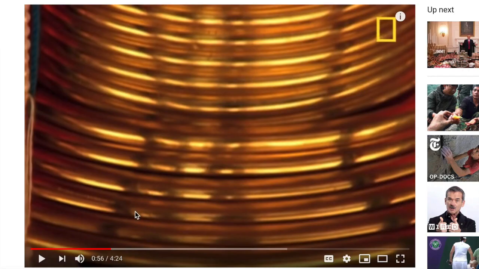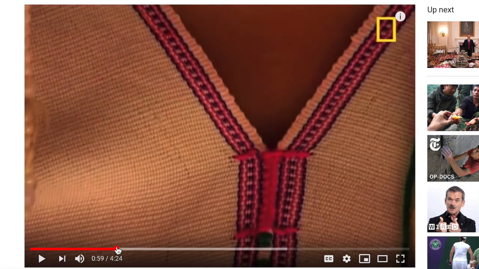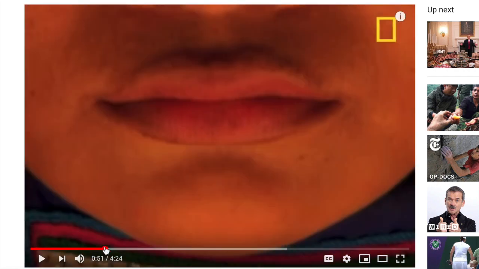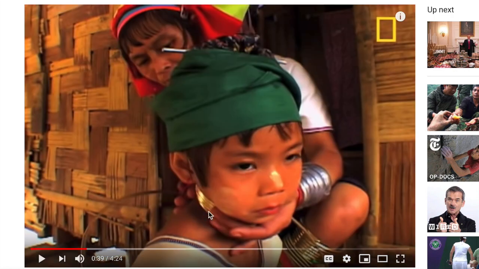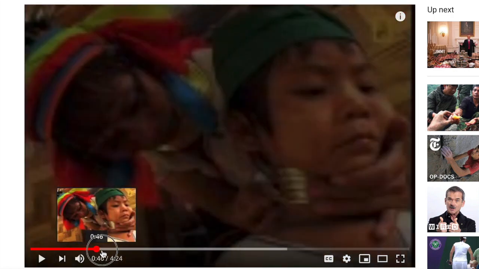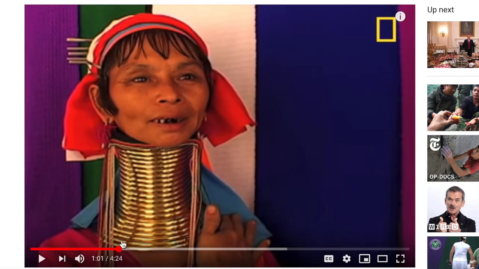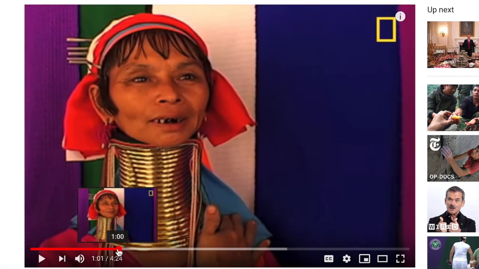And in the last video here, there's a village where women wear these rings around their neck, and they add more and more rings every year until it looks like a very long neck.